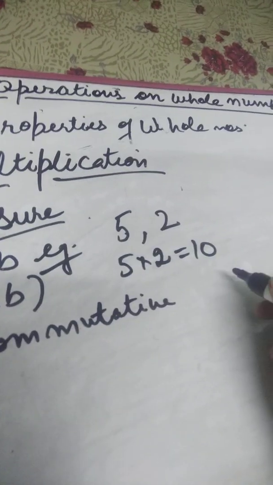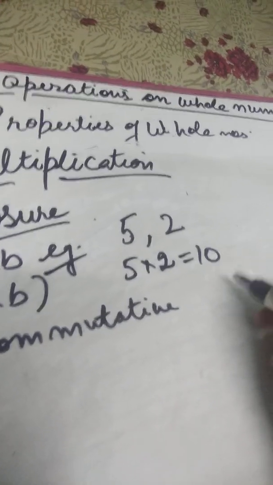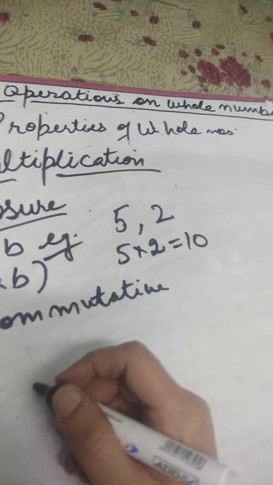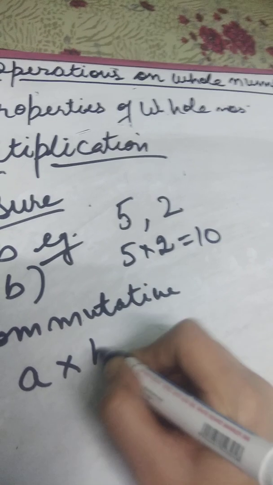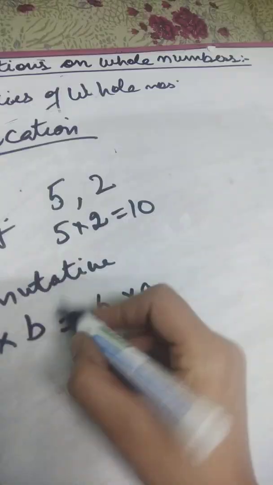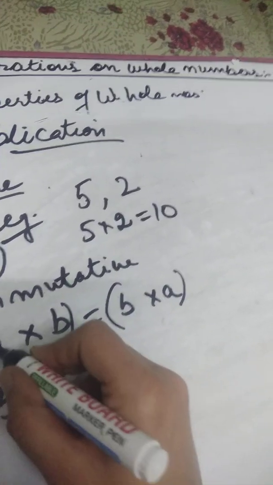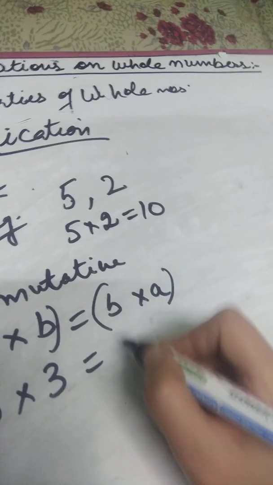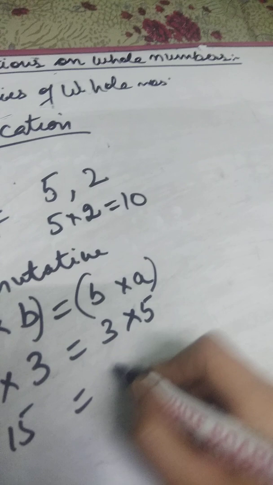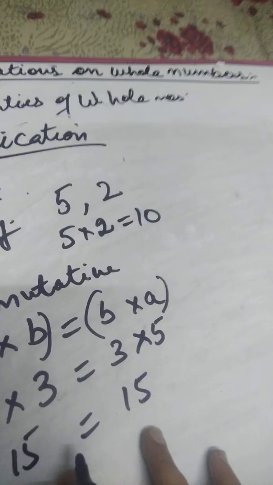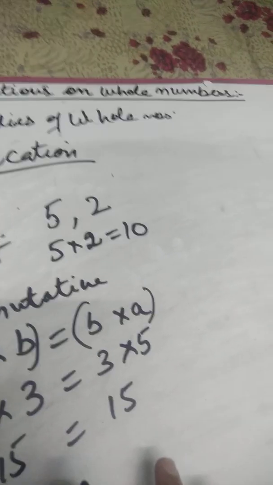Commutative law of multiplication. It says the multiplication of whole numbers is commutative. Example: if A and B are any two whole numbers, then A into B is B into A. I hope it is clear. Now by an example, if I take A as 5 and B as 3, then 5 into 3 and 3 into 5 give the same result. So this means the multiplication of whole numbers is commutative.